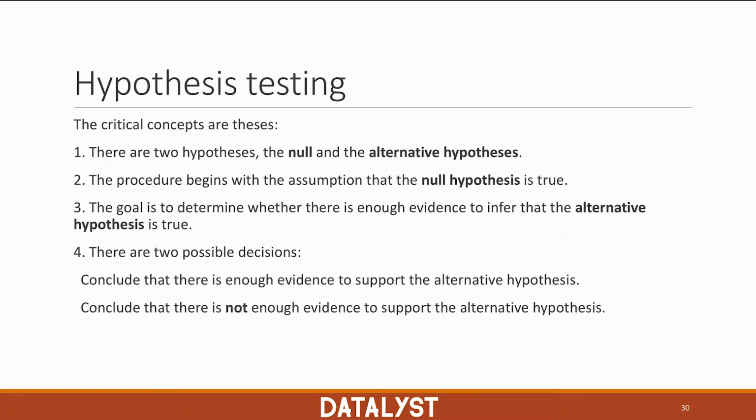This is the general framework for conducting hypothesis testing. There are two hypotheses, the null hypothesis and the alternative hypothesis. We begin with the assumption that the null hypothesis is true. The goal is to determine whether there is enough evidence to infer that the alternative hypothesis is true. There are two possible decisions: either there is enough evidence to support the alternative hypothesis, or there is not enough evidence to support it. So it's a binary thing, it's either or.